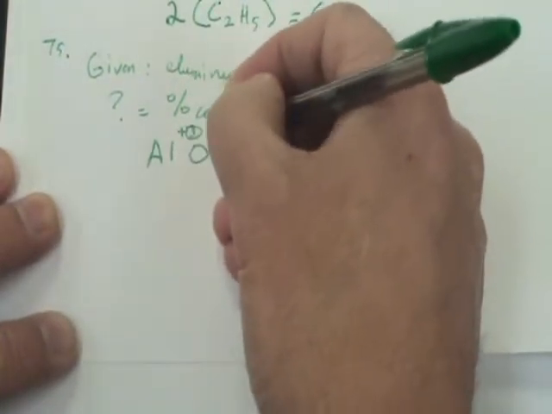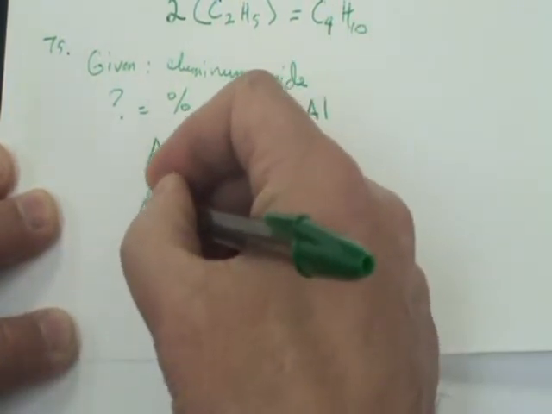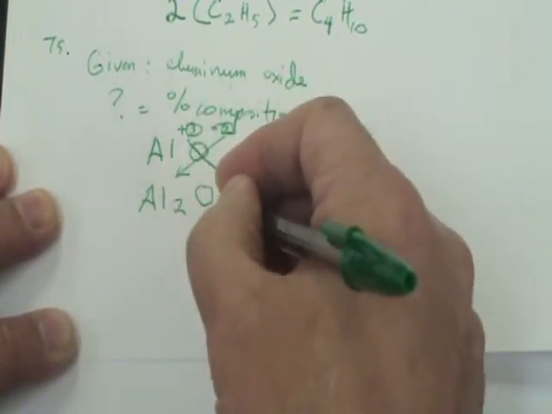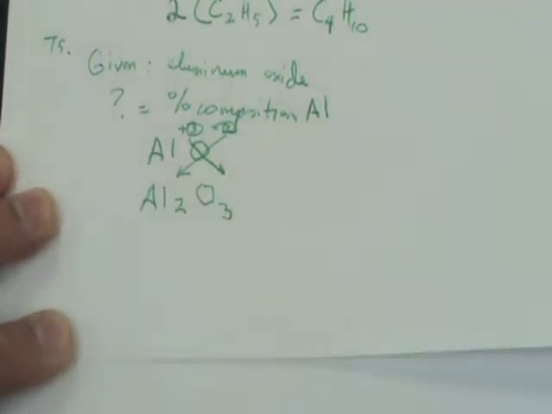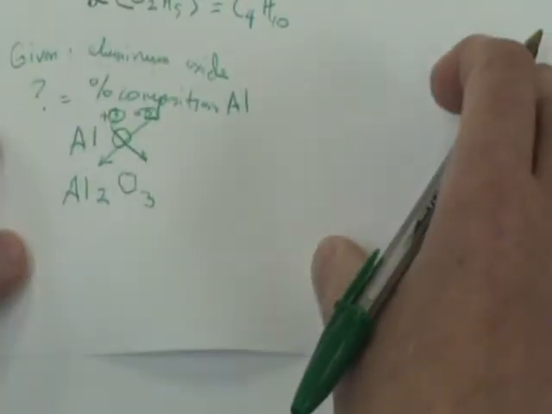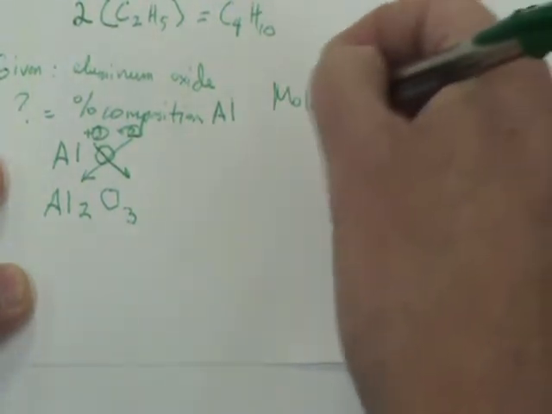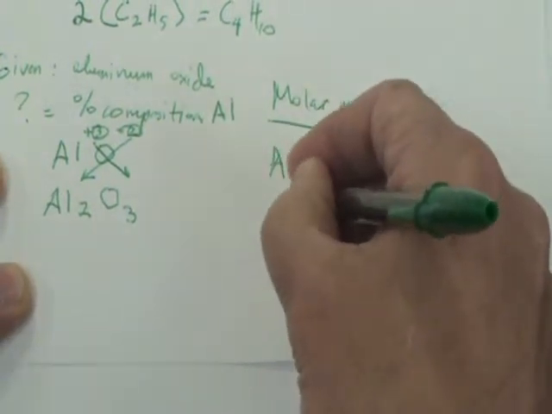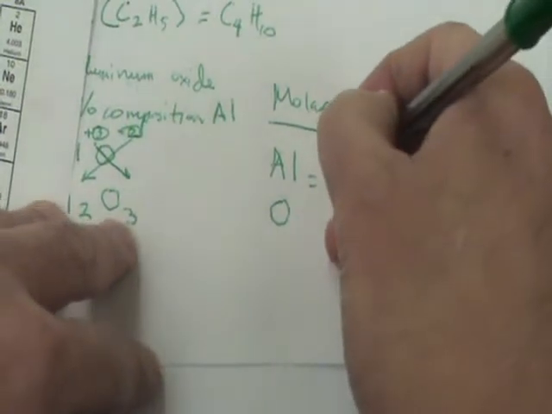And remember, this is where we crisscross. So you see how everything's tied together, based on the previous videos. So the 2 comes down here, our 3 comes down here. So the formula for aluminum oxide is Al2O3. Now the next thing we've got to do is get our molar mass. So let's break down the elements for the compound. We're looking at aluminum, which is 26.982.